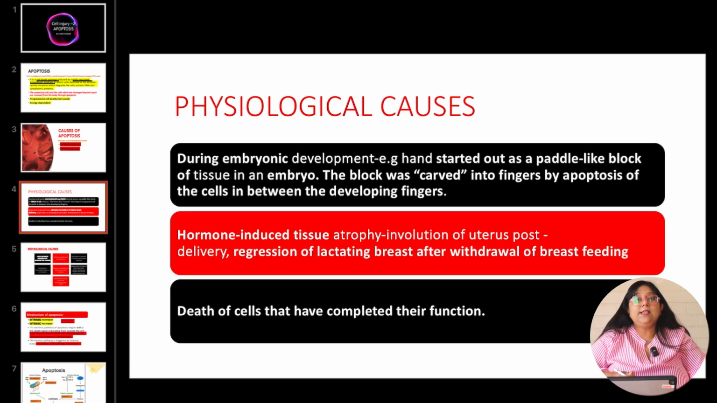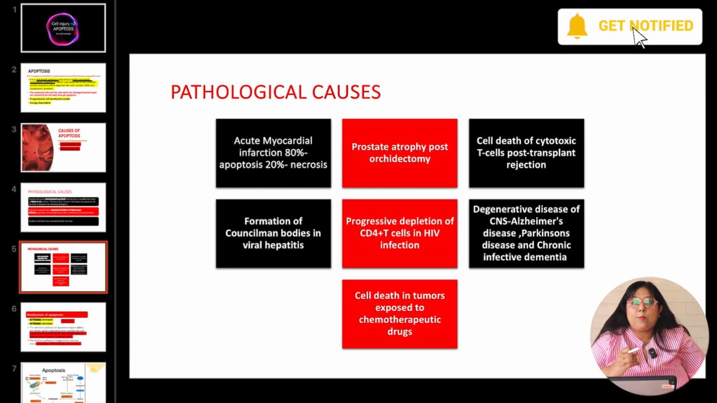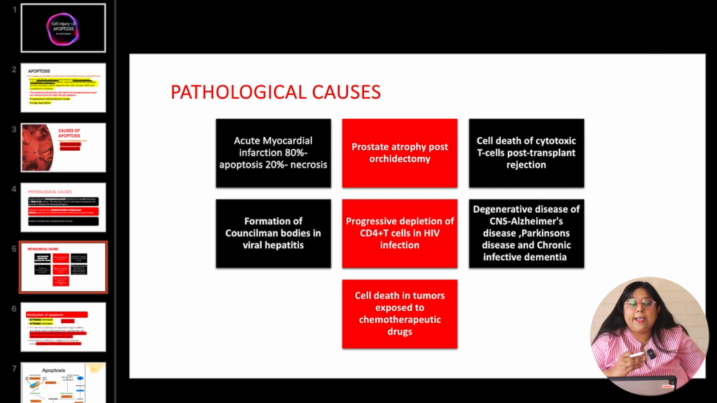Coming to the pathological conditions where apoptosis is noted. You can remember a few of them. I will enumerate that for you. You can note apoptosis when there is acute myocardial infarction. There, the cardiac myocytes could die because of apoptosis. When there is orchidectomy, after that, the prostate atrophies. Here also, the underlying phenomenon is apoptosis.